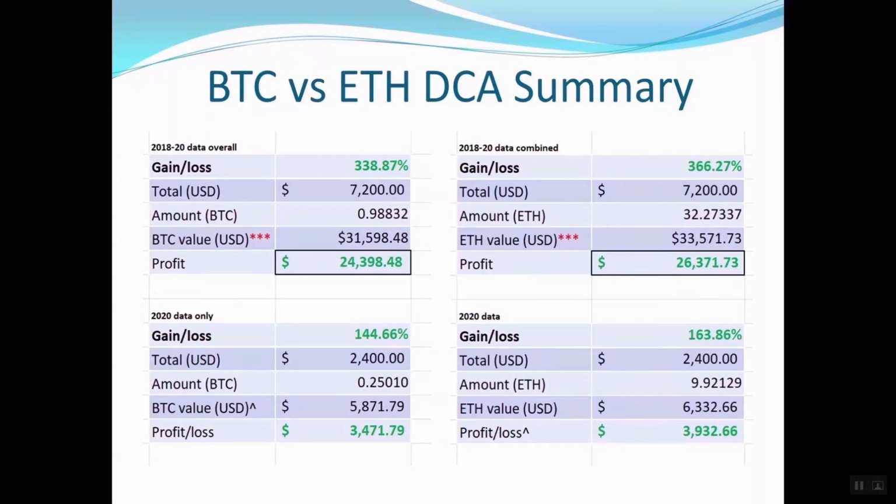So for those not looking at the screen, as a summary, over the 3 years you would have made just under $24,400 in profit for Bitcoin and $26,370 for Ethereum. So in this side-by-side comparison, Ethereum is the winner. I think most of us would be fairly content with such high percentage gains. Looking at this summary reinforces how things can change considerably in such a short period of time with crypto.